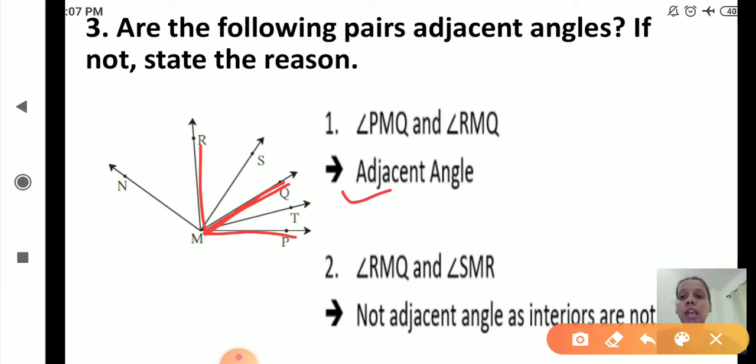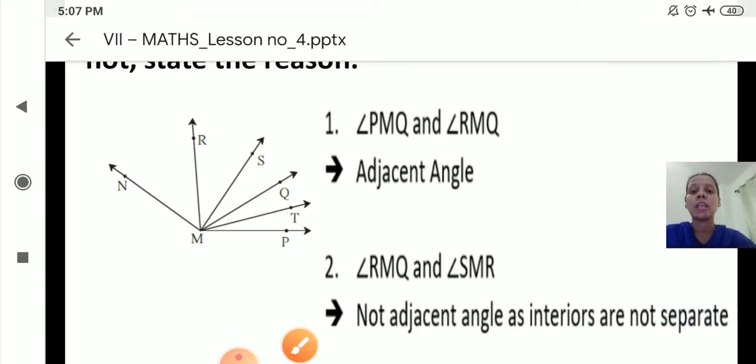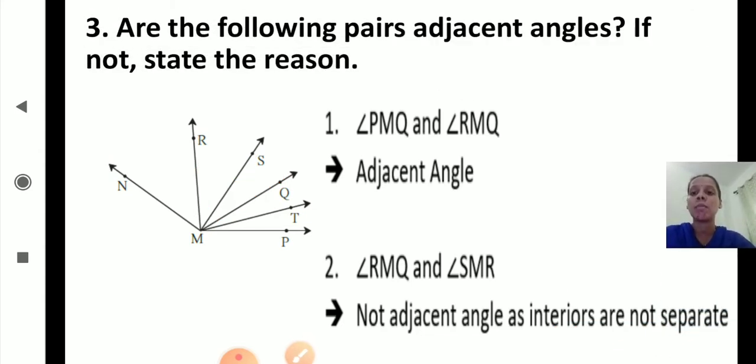Now the second one is angle RMQ and angle SMR. So they are not adjacent. Why? Because they are having a common interior. So not adjacent angles, as interiors are not separate. So angle RMQ and angle SMR are not adjacent angles as their interiors are not separate. They are having a common interior.